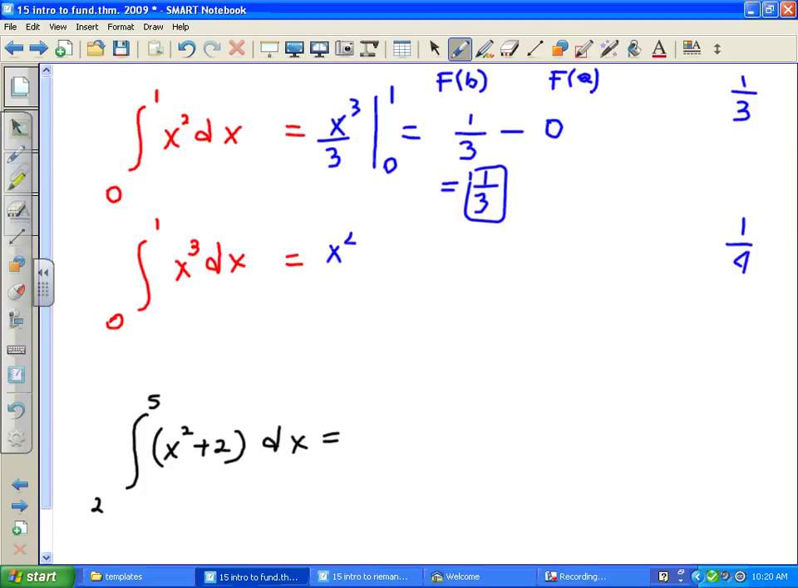x to the 4 over 4, and substitute the limits. Always plug in the upper limit first. That's your f of b. So you're going to get 1 to the 4 over 4, which is 1/4. Then substitute the lower limits.